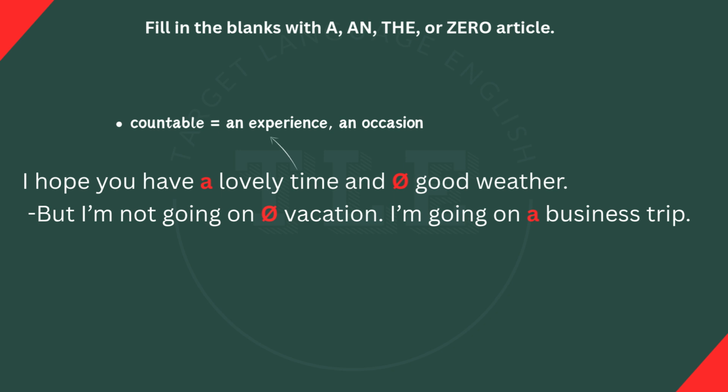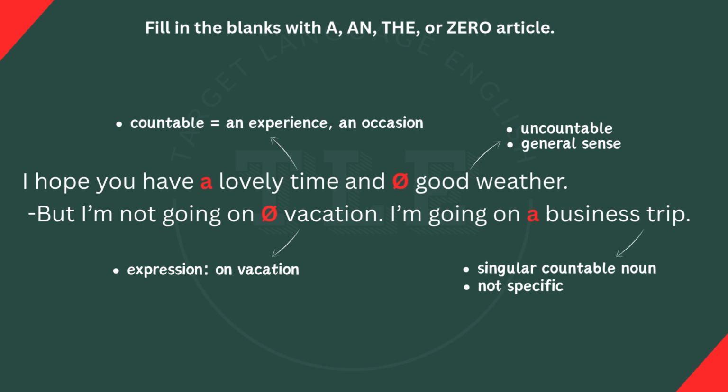A lovely time because the noun time here isn't used in the general uncountable sense. It means an experience, and when used in that sense, it is countable. It takes a zero article with good weather because the noun weather is uncountable and used in a general sense. Zero article with on vacation because that's a fixed expression. And a business trip because the noun trip is singular, countable, and not specific.